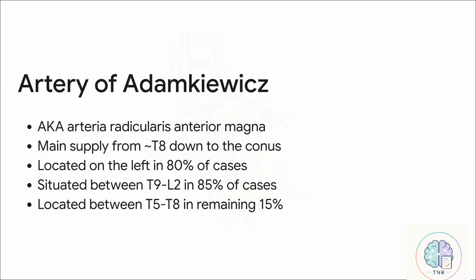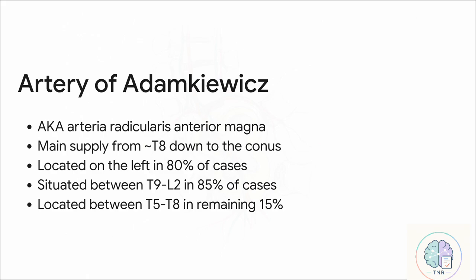Let's rapid-fire some essential stats here, because this massive feeder comes up constantly on exams and in real-world practice. So the artery of Adamkiewicz, also known by its very dramatic Latin name, the arteria radicularis anterior magna. It acts as the main lifeblood for the spinal cord from about T8 all the way down to the conus. Statistically speaking, it's located on the left side of the body in about 80% of cases. And for 85% of people, it plugs in somewhere between T9 and L2, usually between T9 and T12.